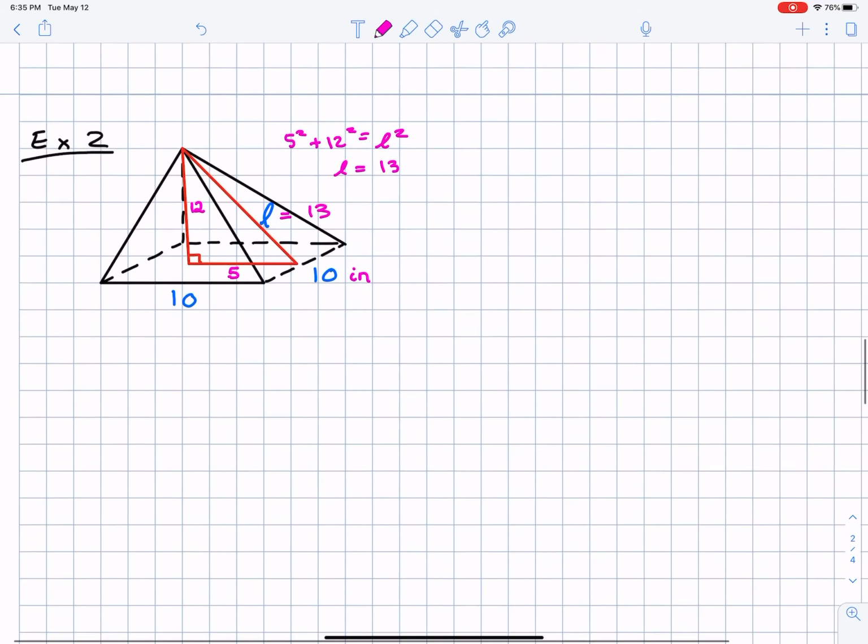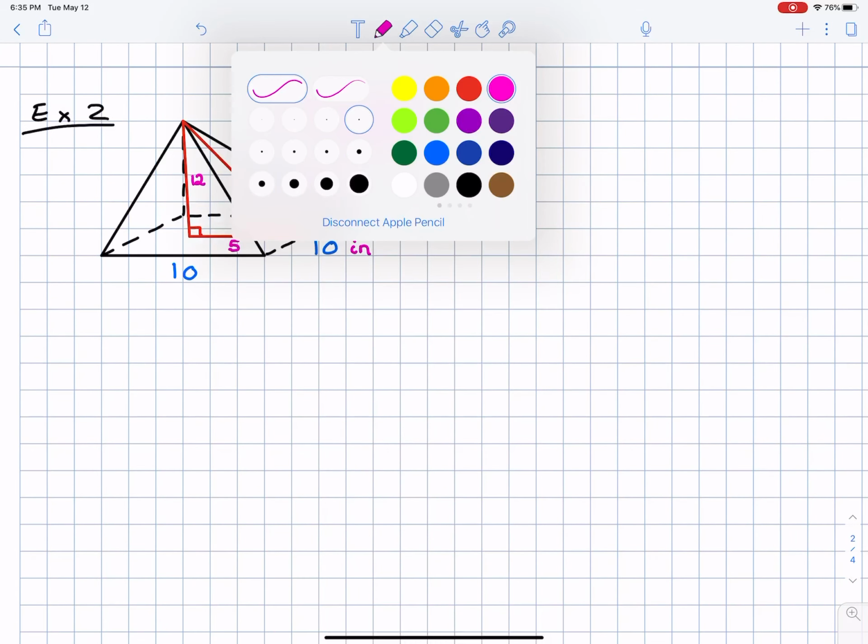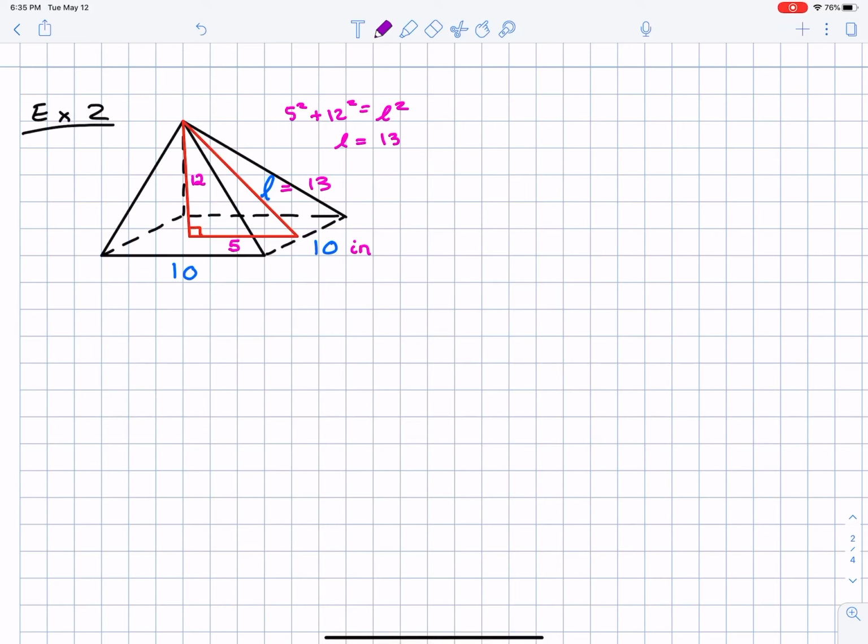I'm going to shrink out here. So let's put all that information together. So let's find the surface area, or the lateral area. So the lateral area equals 1/2 the perimeter. I think you'd agree, since the one side is 10, that's 1/2 of 40, times the length of our lateral side, which is 13. So in this case, we get 260 inches squared.